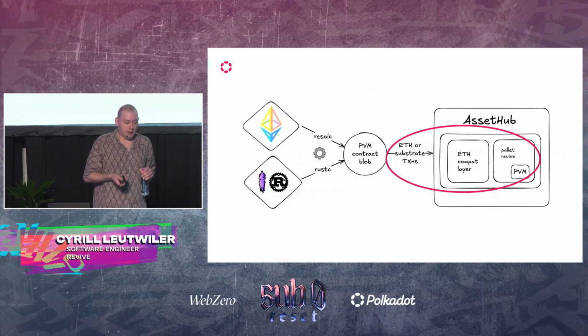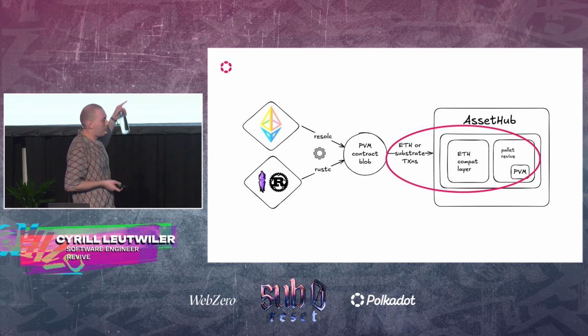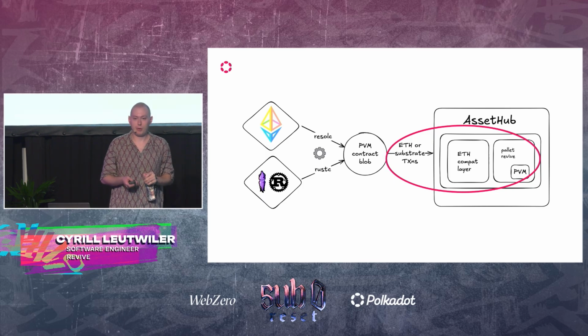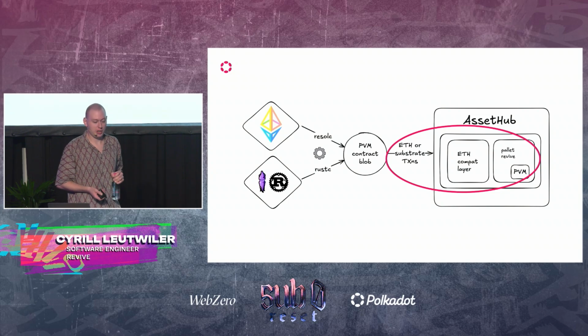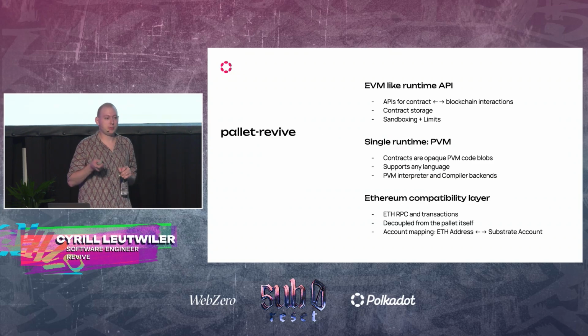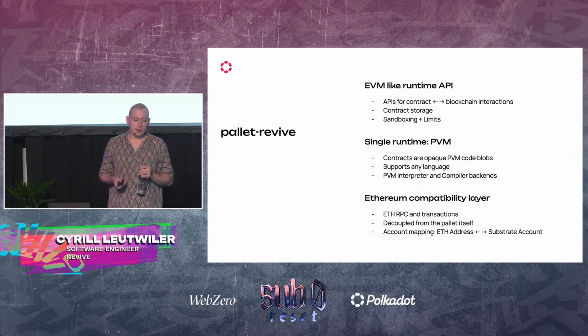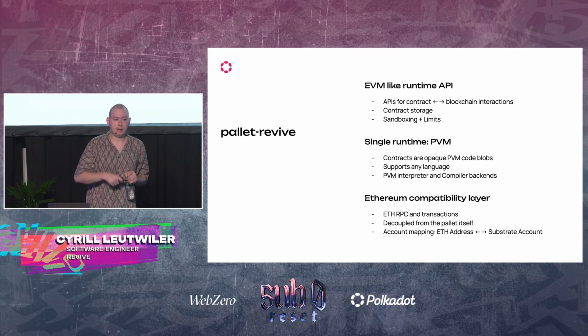So now we have our source code, and we compiled it into a PVM contract blob. Now we want to execute it somehow on chain. And for this, we provide Pallet Revive. It's a fork of the contracts pallet, which is already heavily audited. And it provides an EVM-like runtime.